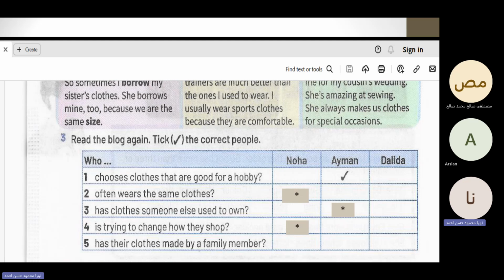What about number 5? Who has their clothes made by a family member? Yeah, it's Dalida because her grandma made her the dress.